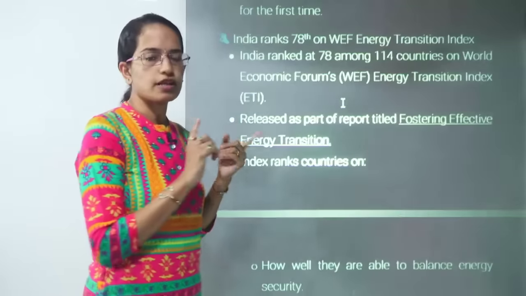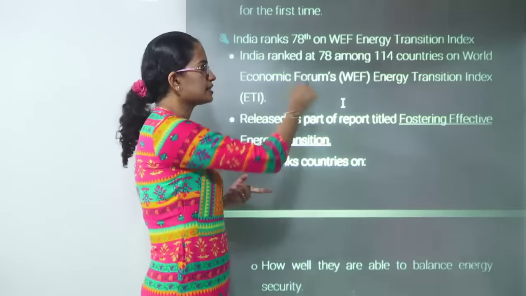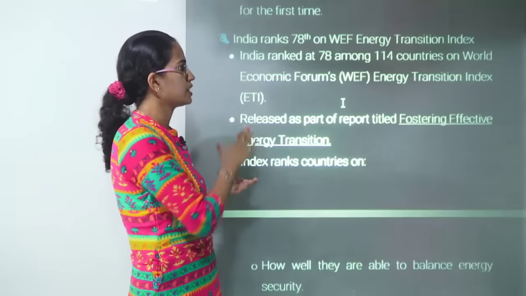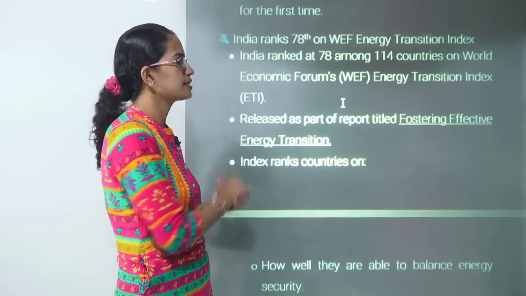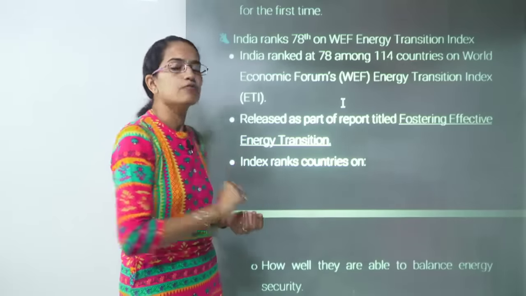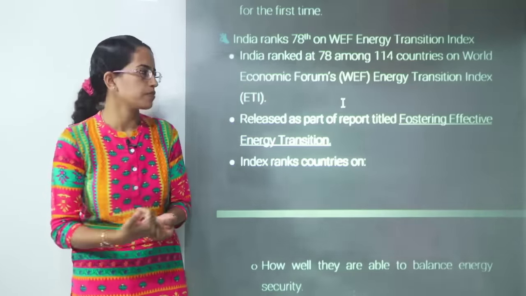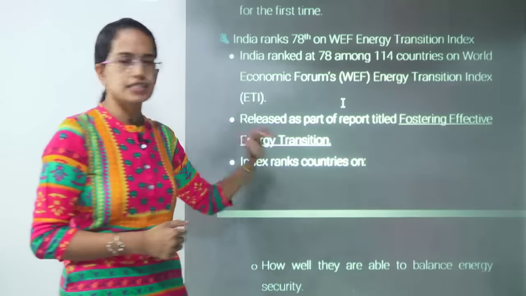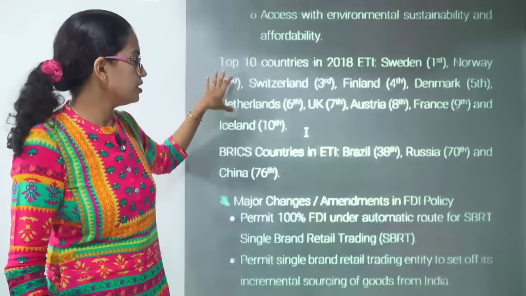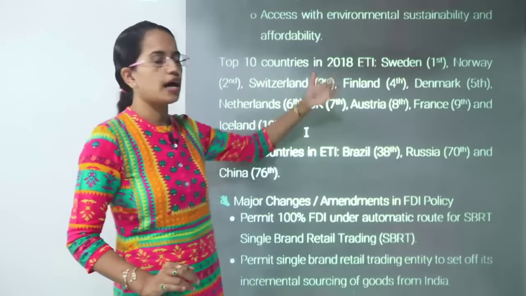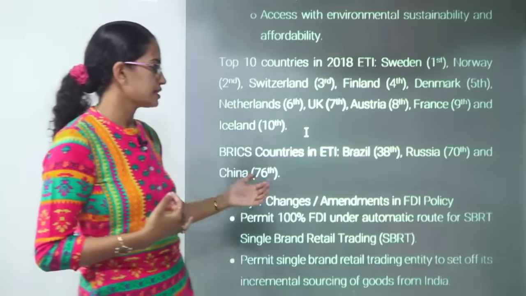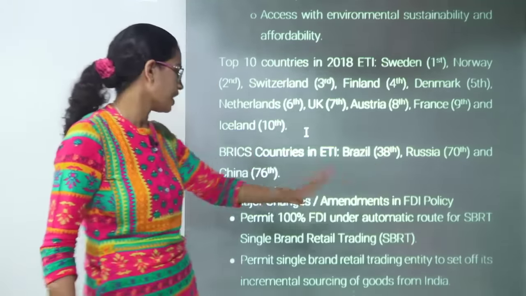We have already talked about the global hunger index. The next important index is energy transition index. India has ranked 78th on the energy transition index. Now who has given this index is again important, so it's World Economic Forum. And what was the name of the report? So the name of the report was Fostering Effective Energy Transition. So that's again very, very important to know here. Now the countries who have ranked top are Sweden and Norway. BRICS nations under ETI, the energy transition index, include Brazil, Russia and China.